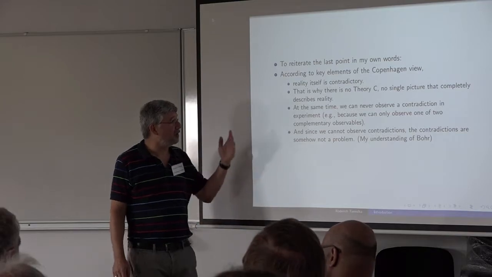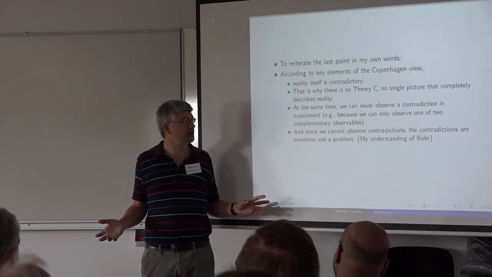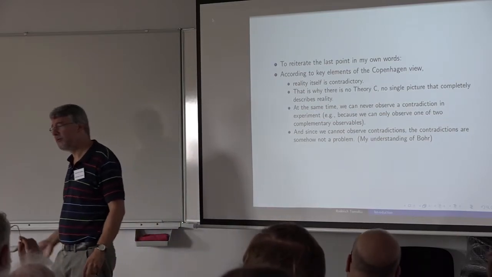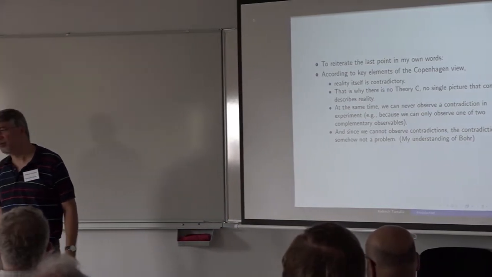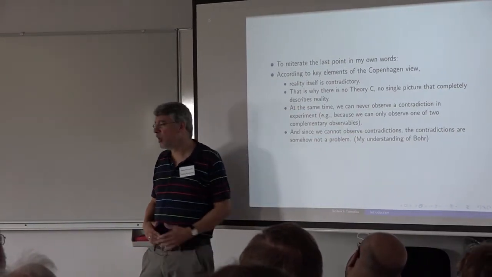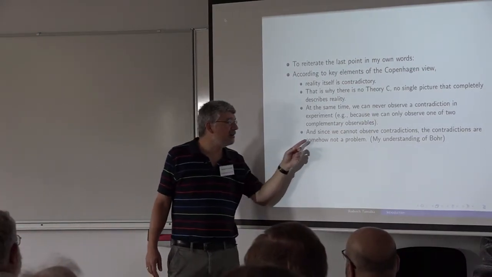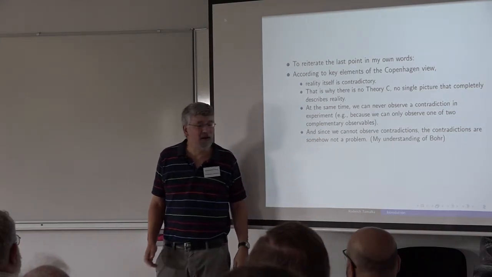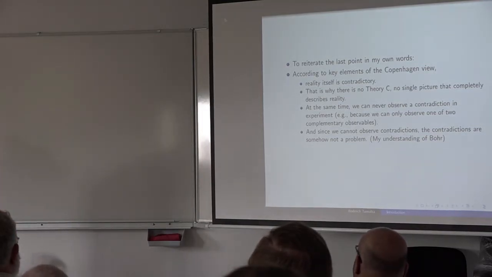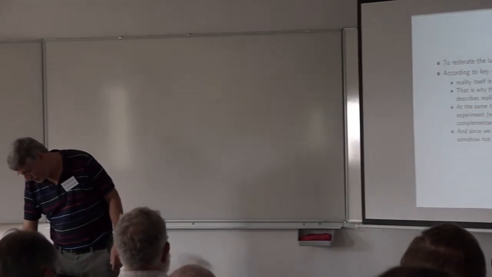At the same time, according to Copenhagen, we can never observe a contradiction in our experiments. For example, we can only observe one of two complementary observables. If two observables correspond to non-commutative operators, we can only do one of the experiments, not both at the same time. And that's why you don't see the contradictions. In your outcomes of experiments, everything is always consistent. And since we cannot observe contradictions, the contradictions are somehow not a problem. So don't worry about this, according to Bohr. Now, of course, you can't keep people from worrying, so people have worried about this.